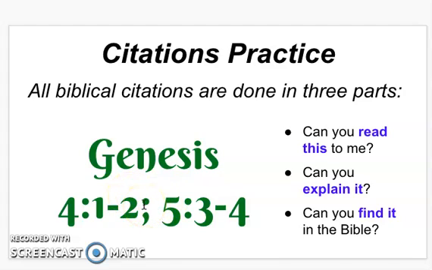Semicolons are also used for skipping, but they are used for skipping chapters. So here you would read the first two verses of Genesis chapter 4, but then you would skip the rest of chapter 4 and start again at the third verse in chapter 5. That's a pretty big jump.